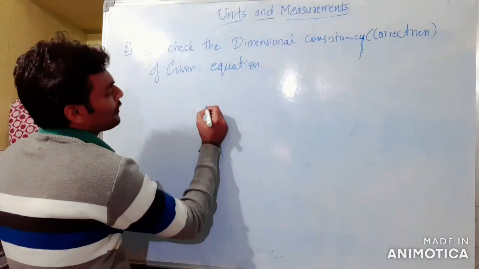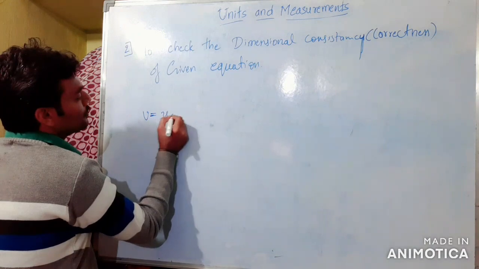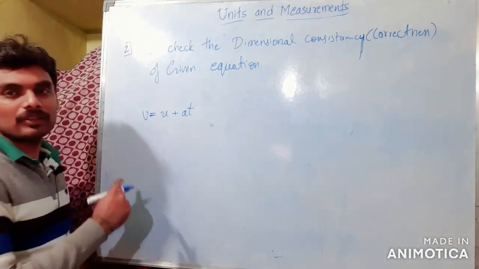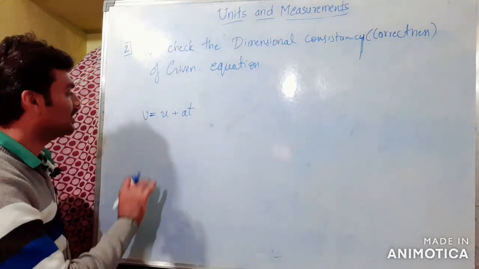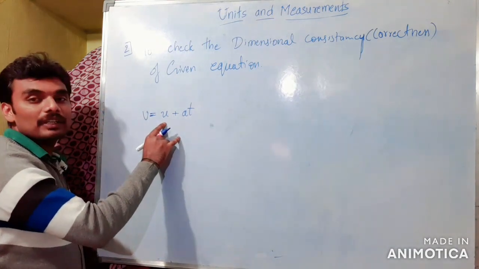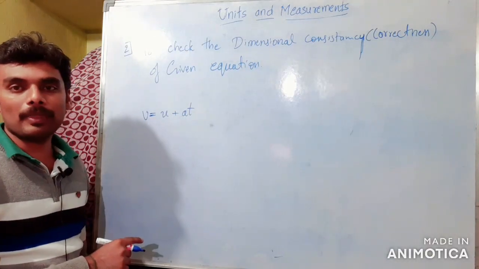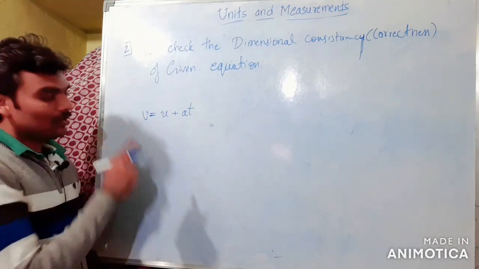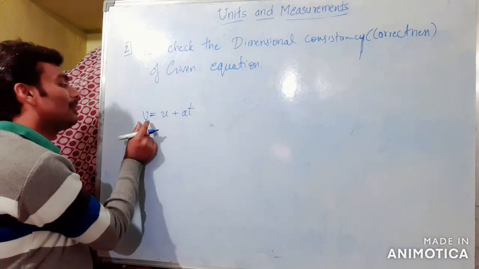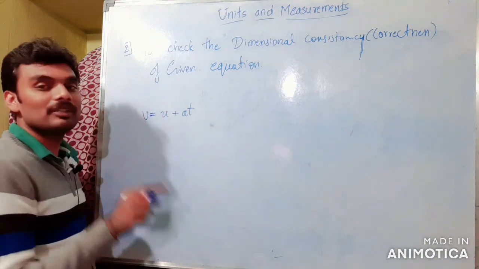See, there is one equation which is v is equal to u plus at. I hope you are familiar with this equation. This belongs to the equations of motion, a very easy equation, where v is final velocity, u is initial velocity, a is acceleration, t is the time taken. Now, if this equation needs to be correct, then the dimensions of v, u and at, all of these must be the same.